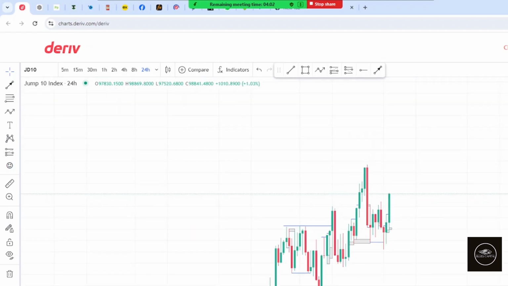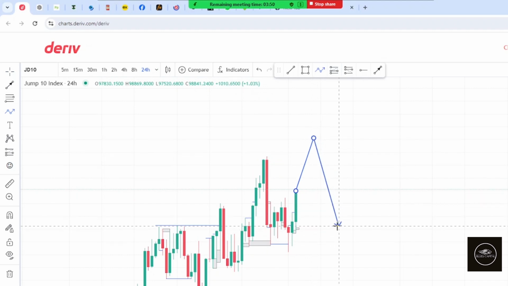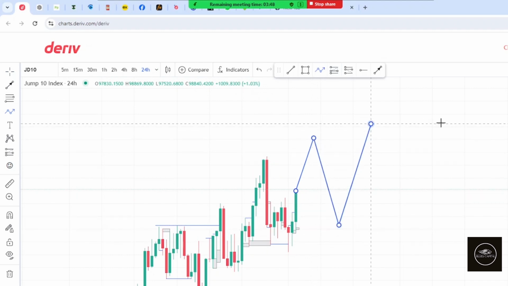So maybe the market is now pushing to the upside to break this high, before any retracement, something like this. Since the market is bullish, what are you going to be looking out for? A buy setup. Since the market is bullish, you look for a buy setup. That's the main trend.